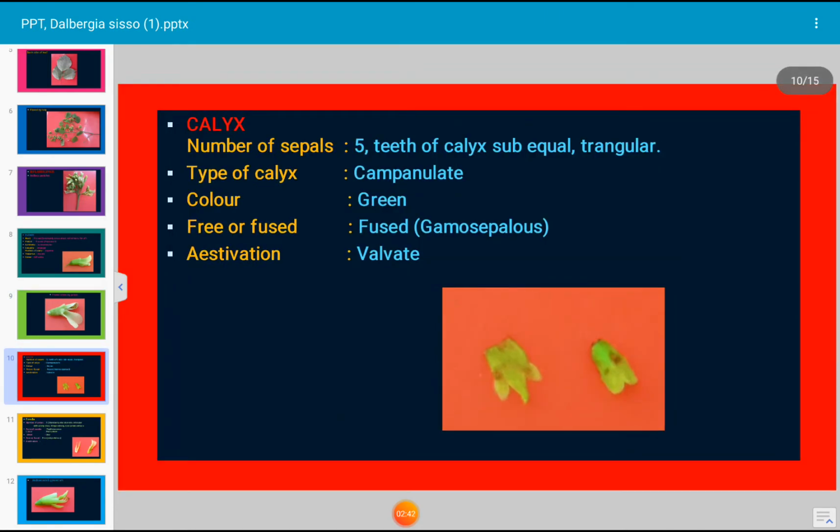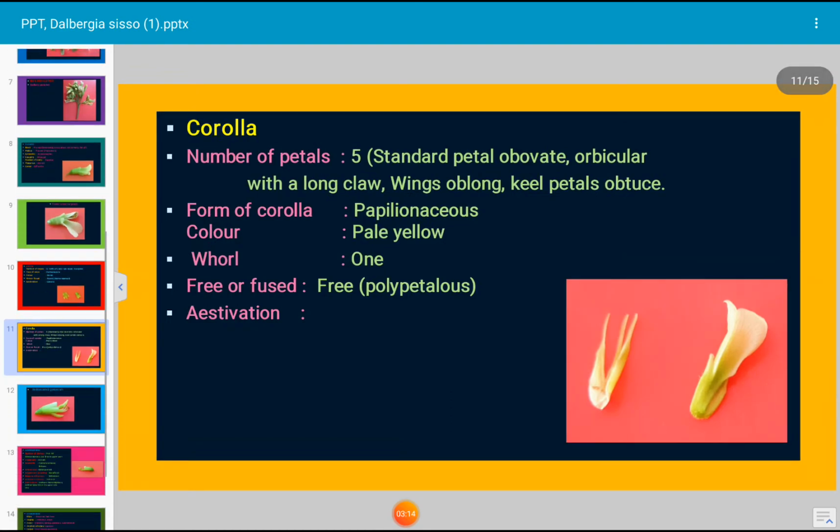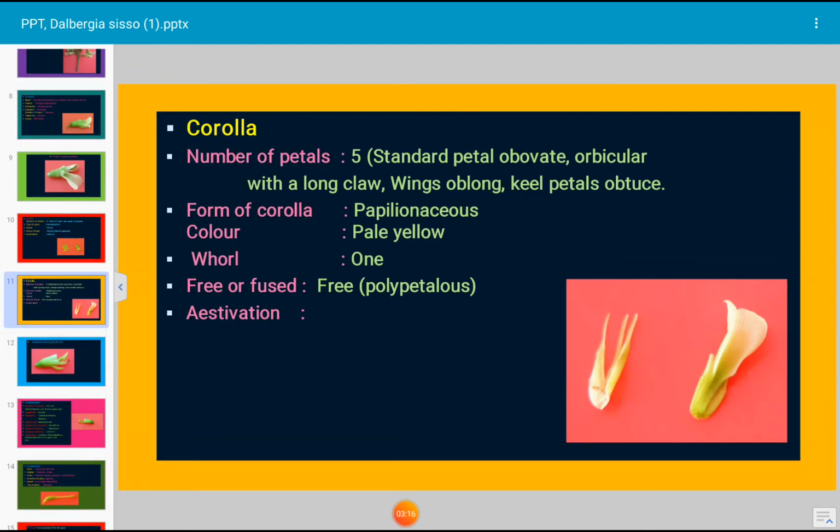Next, this is the calyx of Dalbergia sisso. Calyx consists of sepals. Sepal is the unit of calyx. There are 5 sepals. Teeth of calyx or the teeth of the sepal are subequal and triangular. Type of calyx is campanulate. Color of calyx is yellowish green, and calyx lobes are fused at the base, hence it is described as gamosepalous. Estivation is valvate.